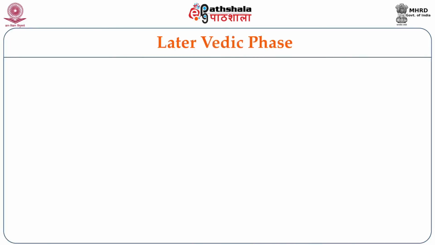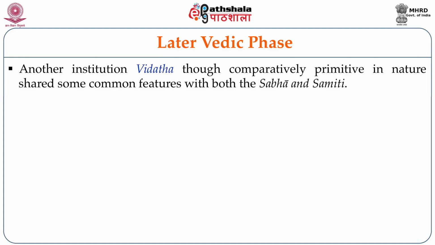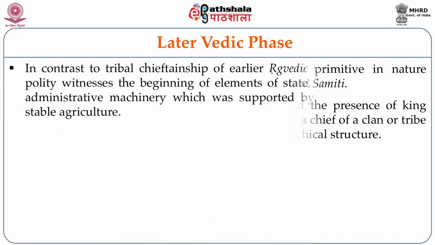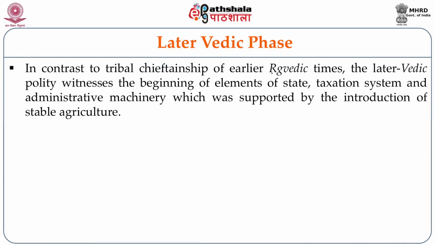Now we'll move into the later Vedic phase. When we look at the later Vedic literature, we find again that we have these institutions called Vidhata, Sabha and Samiti, but they are more structured. Along with the ordinary people we find the presence of the king, Samrat, but interestingly, here it is not a full-fledged monarchical structure. In contrast to the tribal chieftainship of the early Rigvedic times, the later Vedic polity witnesses the beginning of the elements of state, the taxation system and the administrative machinery, which was supported by the introduction of stable agriculture.